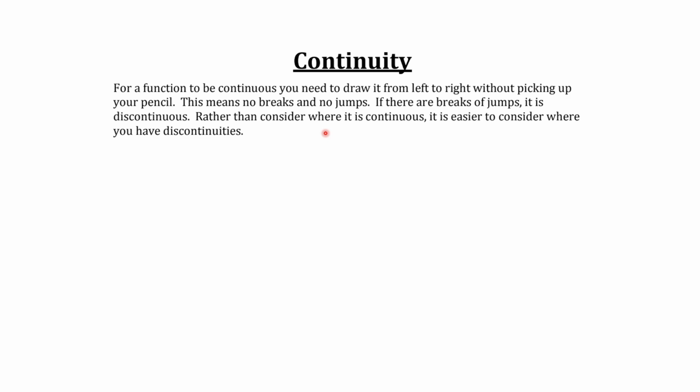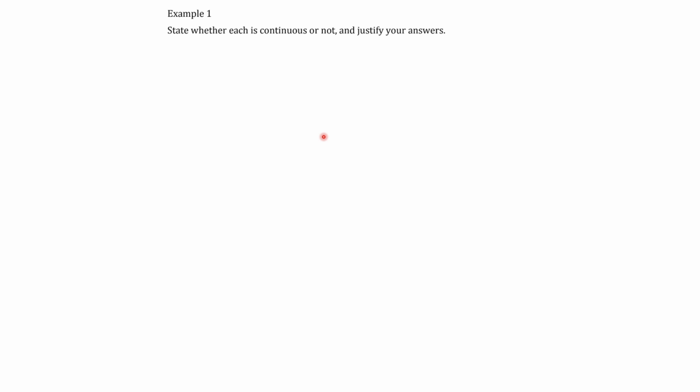Okay. So again, for a function to be continuous, that means that we can draw it without lifting our pencils. So that means no holes, no asymptotes, no jumps, none of that. All right. If there are any breaks, any holes, any asymptotes, or any jumps, then the function is said to be discontinuous. So with this knowledge in mind, let's take a look at a couple of examples here.